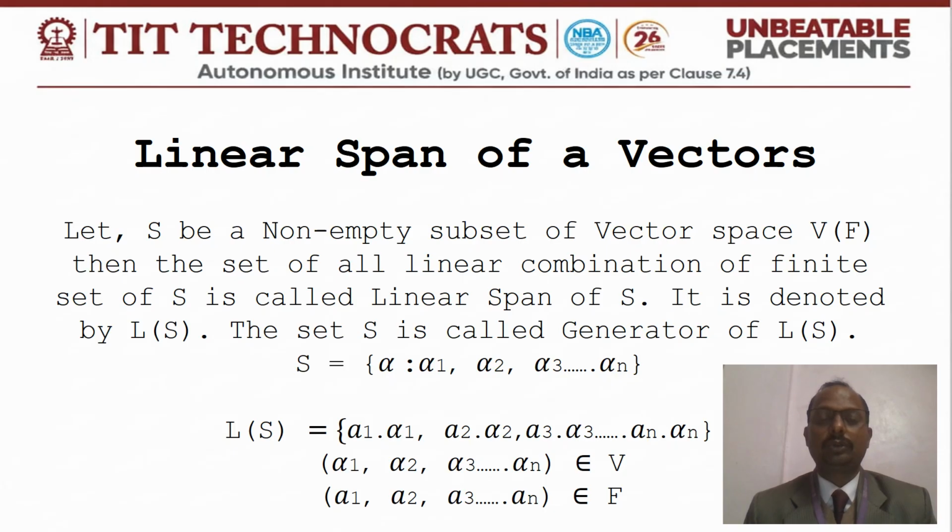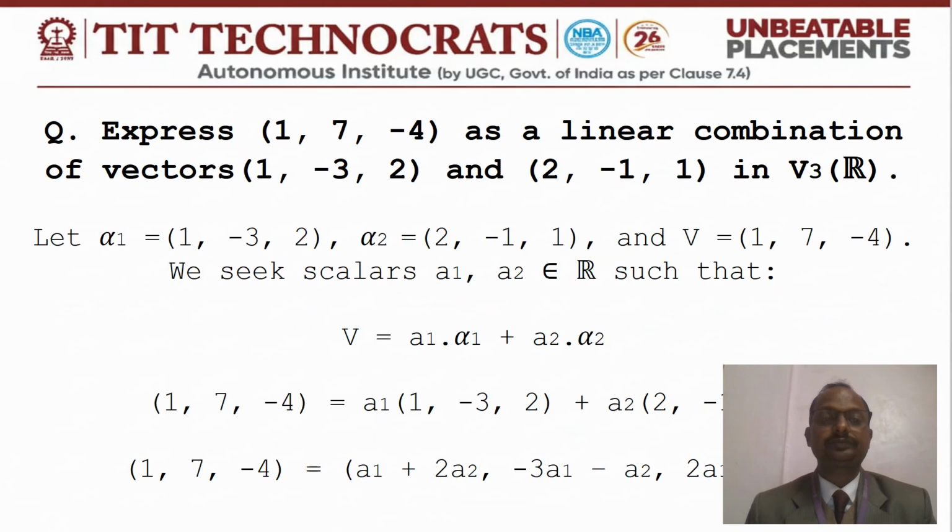So S is equal to {alpha 1, alpha 2, alpha 3 up to alpha n}. Here L(S) is equal to a1 dot alpha 1 plus a2 dot alpha 2 plus a3 dot alpha 3 up to an dot alpha n, where all alpha 1, alpha 2 up to alpha n belong to V and a1, a2, a3 up to an belong to F. So we have a question here.